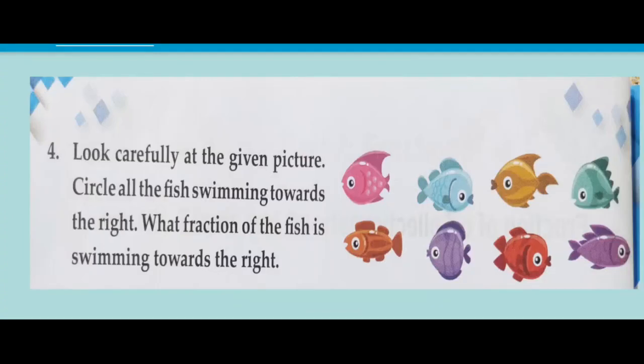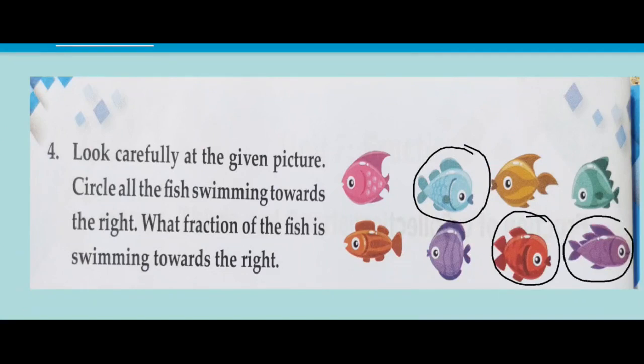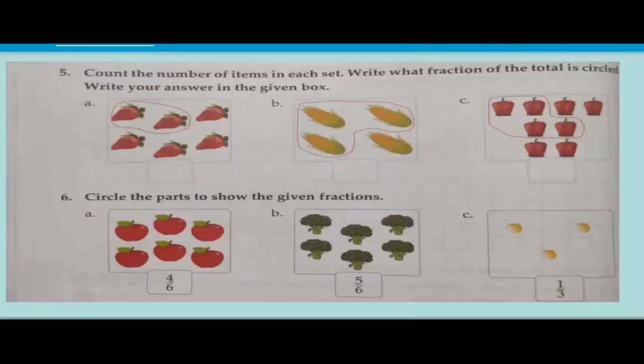Next, children, look carefully at the picture. Circle all fish swimming towards right. So just circle all fish swimming towards right. So this fish is swimming towards right. This fish is swimming towards right. This fish is also swimming towards right. Yes, rest are swimming towards left. So there are total 8 fish. So what fraction of the fish is swimming towards right? So how many fishes are swimming towards right? 3 fishes out of 8 fishes. So we will write 3 out of 8. So hope till here it is clear to you people.